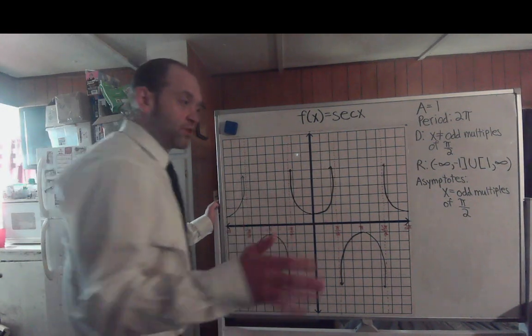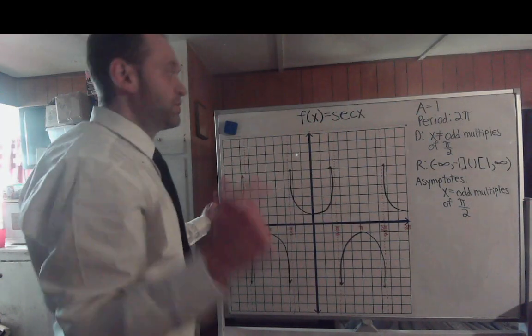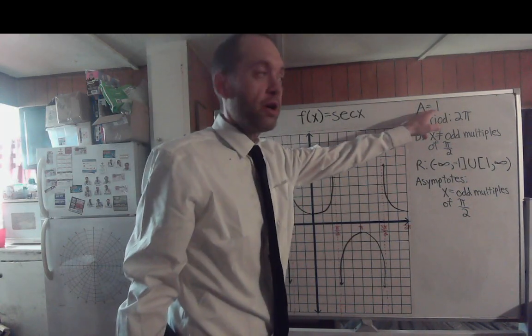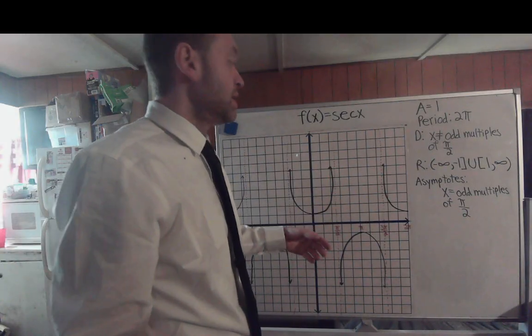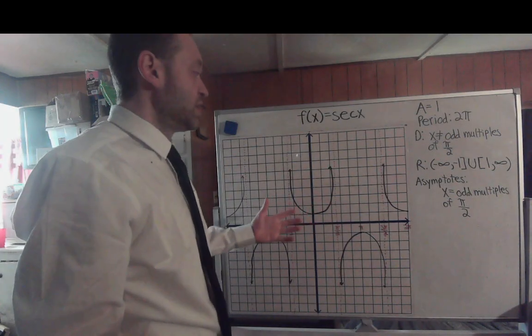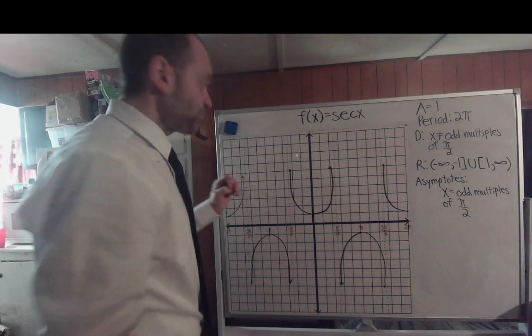Now, much like your cosine function, you have an amplitude, which is the coefficient on your function, the secant of x. It's really the absolute value of 1, which is just 1. The period is still 2 pi. That hasn't changed. However, your domain is different this time.